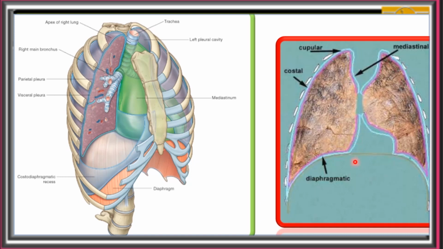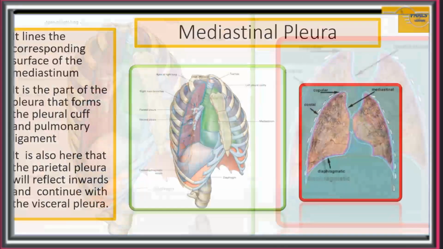It is also here that the parietal pleura will reflect inwards and continue inwards as the visceral pleura. So the mediastinal region is the part where the parietal pleura will continue as the visceral pleura. It's also the part that will form the pleural cuff. It's also the part that will form the pulmonary ligament.